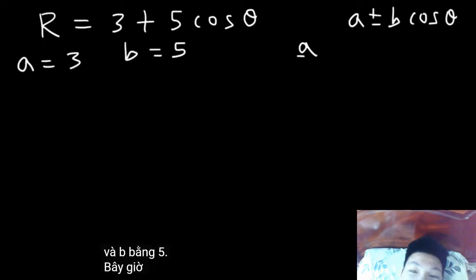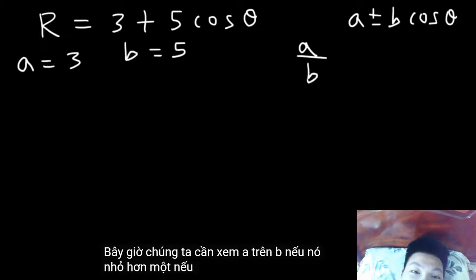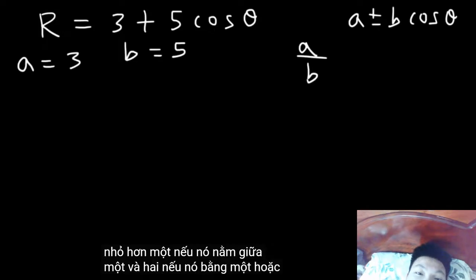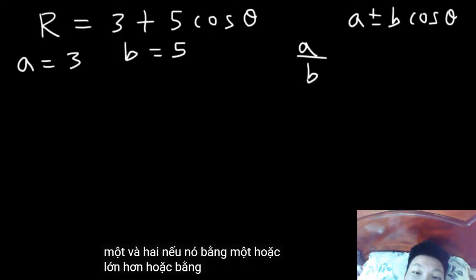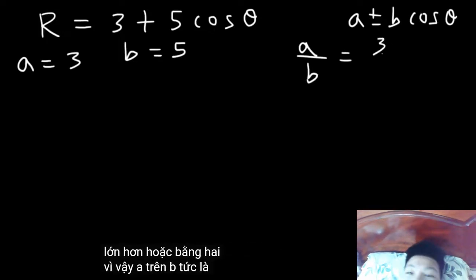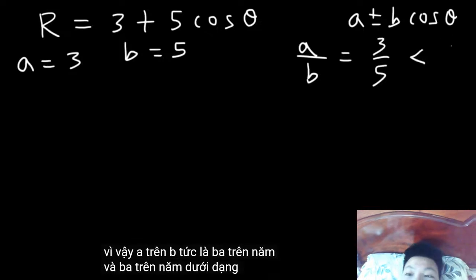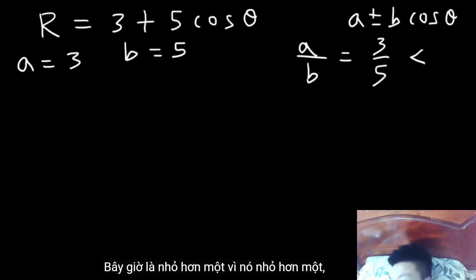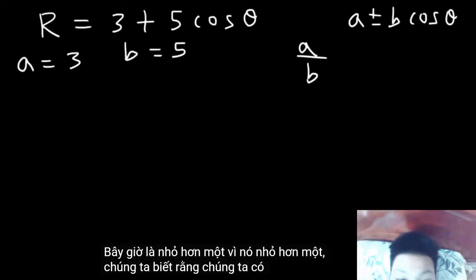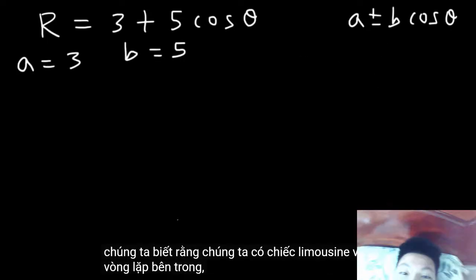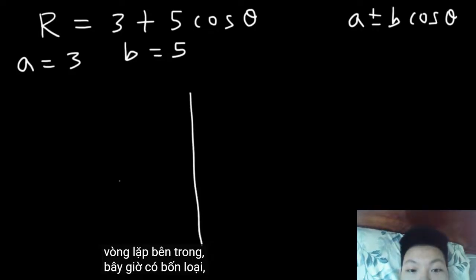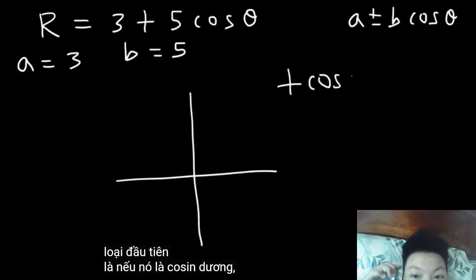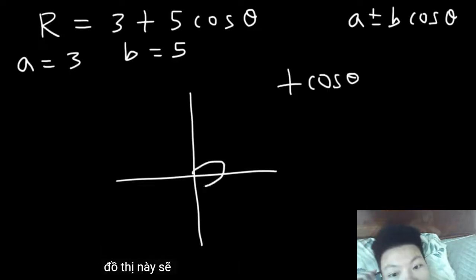Now, we need to see if a over b is less than 1, if it's between 1 and 2, if it's equal to 1, or greater than or equal to 2. So a over b, that's 3 over 5. And 3 over 5 as a decimal is 0.6, which is less than 1. Now, because it's less than 1, we know we have the limaçon with the inner loop. Now, there's 4 types. The first type is if it's positive cosine. This graph will open towards the right.